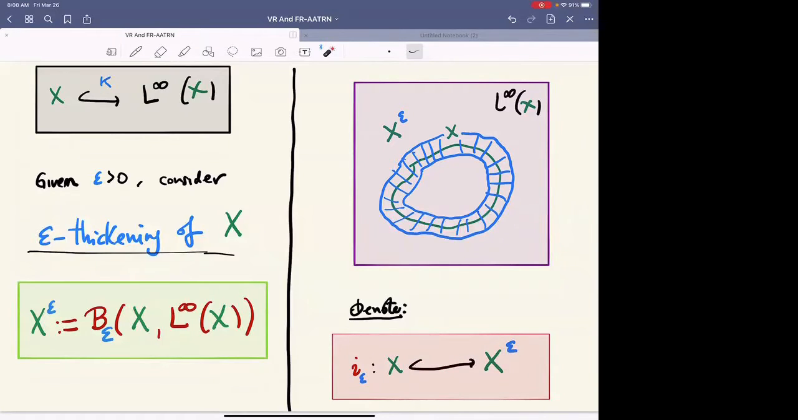So at any rate, I will use this notation here. I will write X epsilon as the open ball of radius epsilon around X in L infinity as an ambient space. And that's what I will call the epsilon thickening of X.